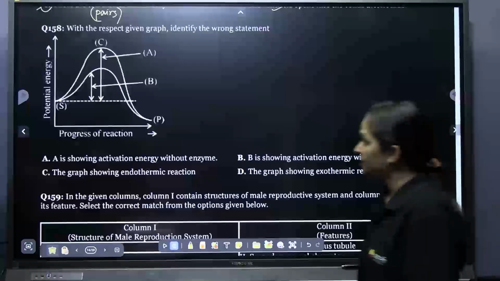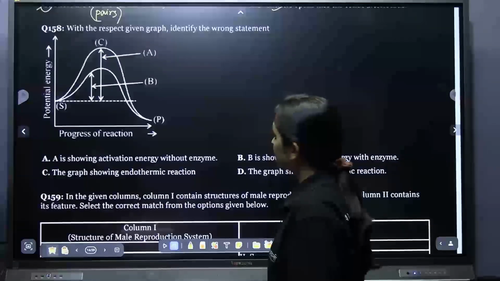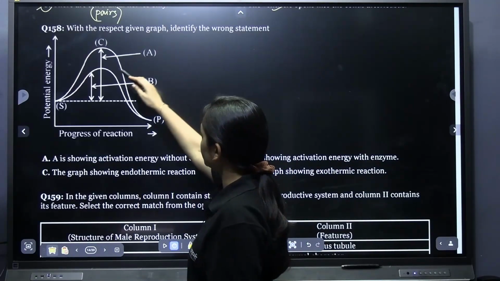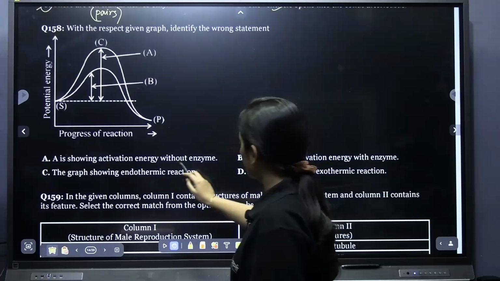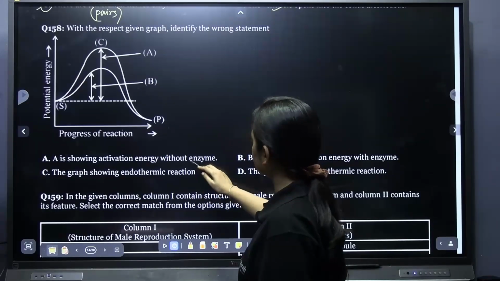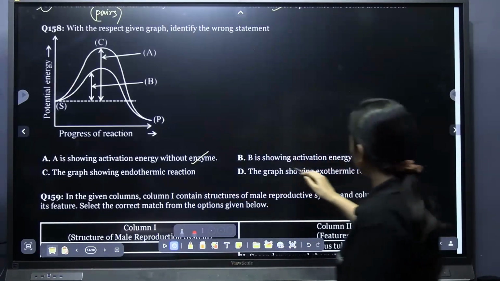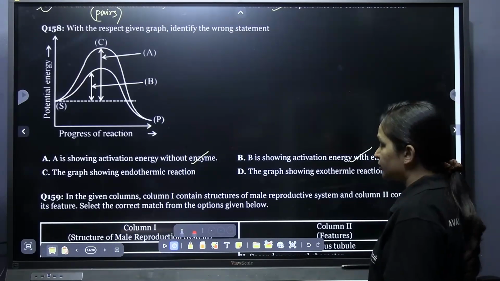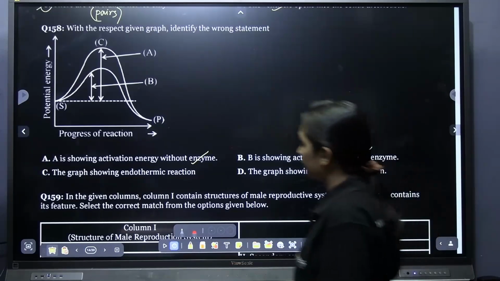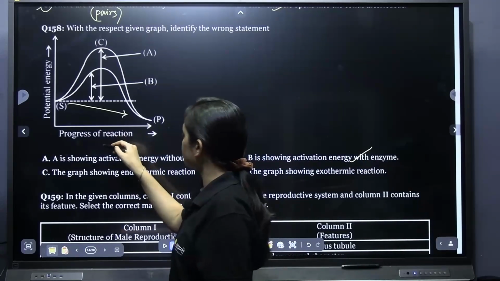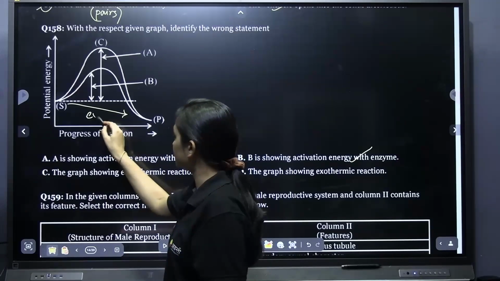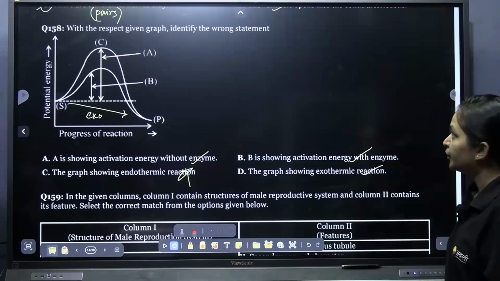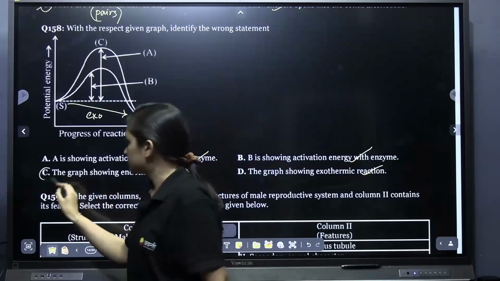Enzyme kinetics. We need to find the wrong statement. A is the activation energy without enzyme. This is correct. B is showing activation energy with enzyme. That is also correct. The graph showing endothermic reaction? Actually, the product has lost its energy during the process, which means this is the exothermic reaction. So this is wrong. The graph is showing the exothermic reaction. This is correct. We need to find the wrong statement, which is C.